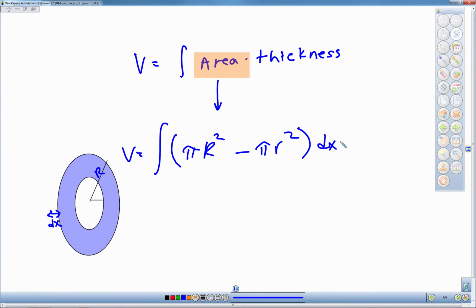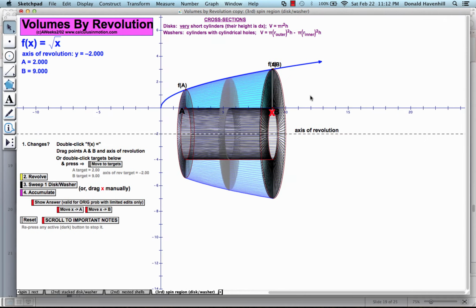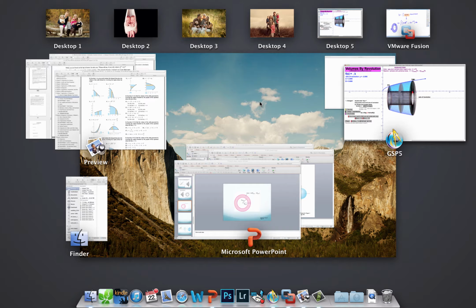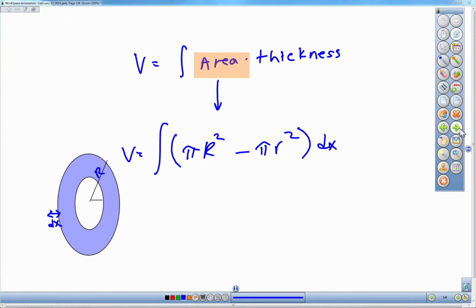So let's take a look at this particular function and see if we can describe the actual area of a particular cross section. Let's see if we can actually figure it out analytically. Now I've taken a screen capture, and we'll head on over to the Windows world.